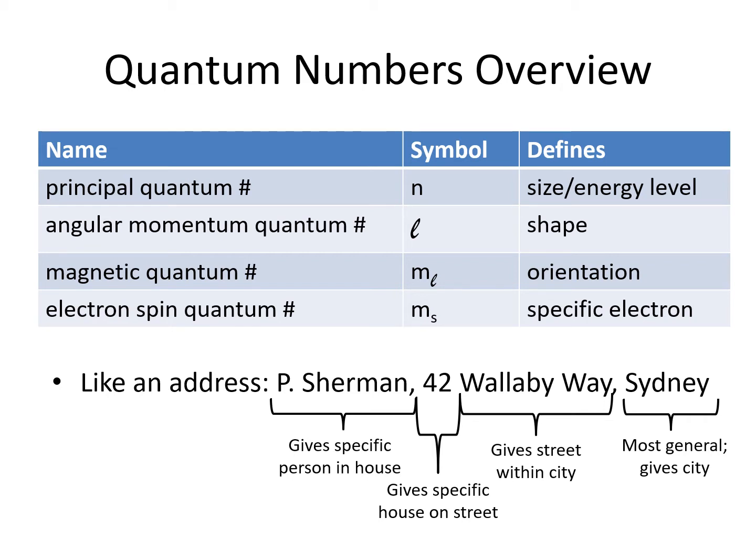If we wanted to write a letter, though, we would also need to address it to a specific person. We want P. Sherman, not Q. Sherman. In the same way, the electron spin quantum number m sub s addresses a specific electron within an orbital. We will look at each of these quantum numbers in more detail.